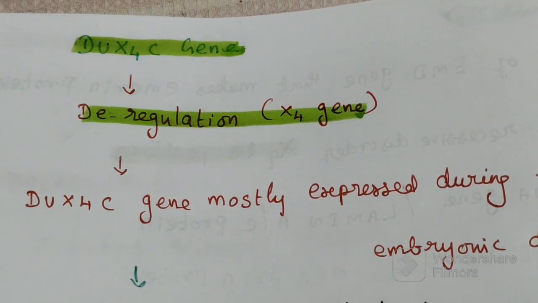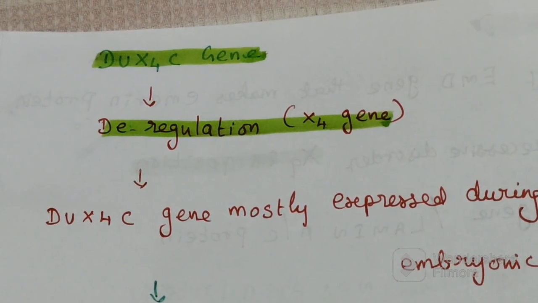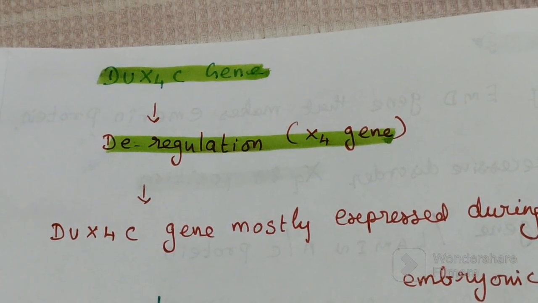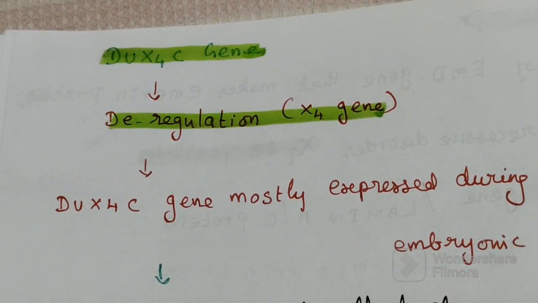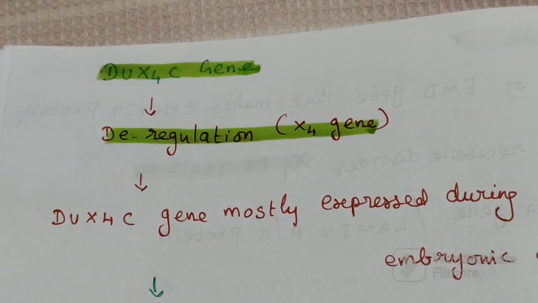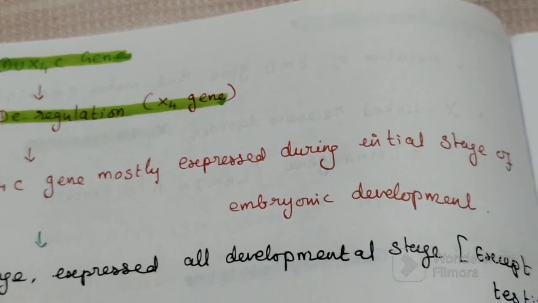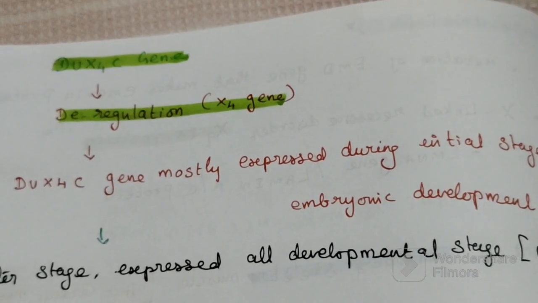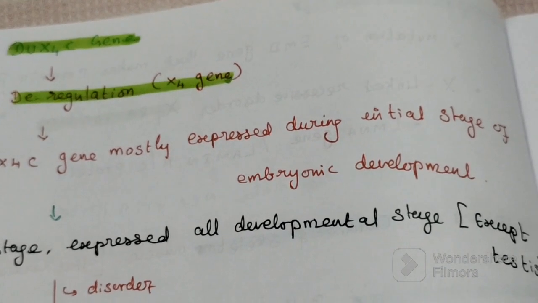Moreover, if we see the genetic mechanism of the DUX4 gene, this disorder is all due to dysregulation of the DUX4 gene. This DUX4 gene is mostly expressed during the initial stage of embryonic development. But then in later stages it remains repressed in all developmental stages except in testes.